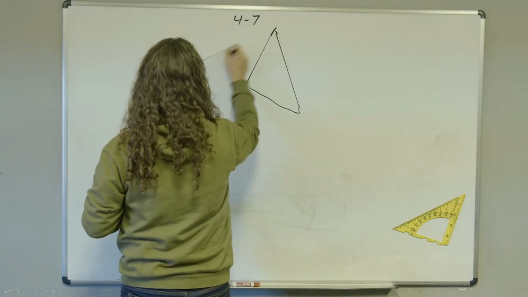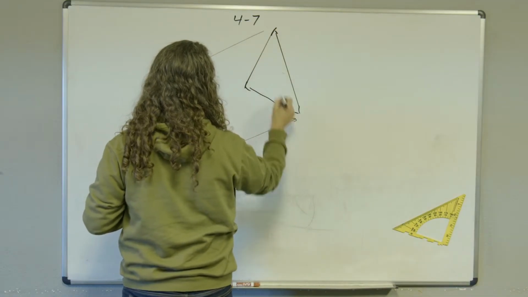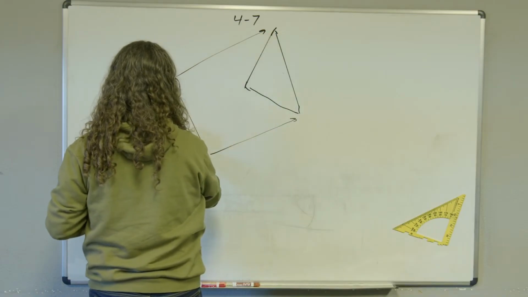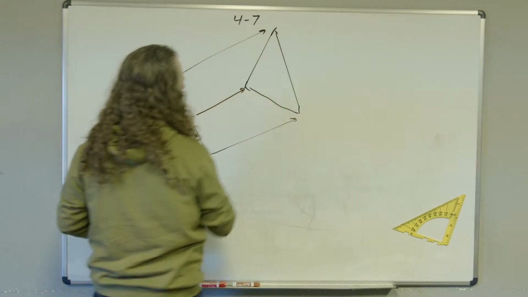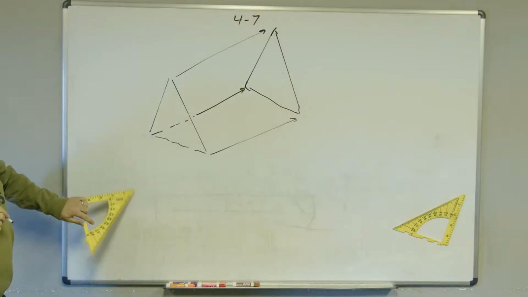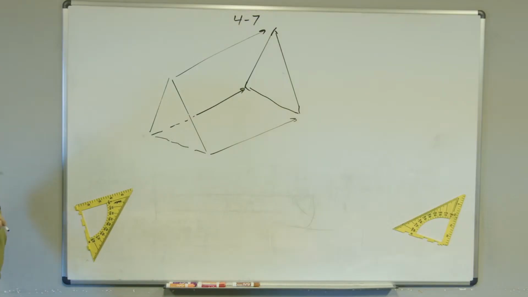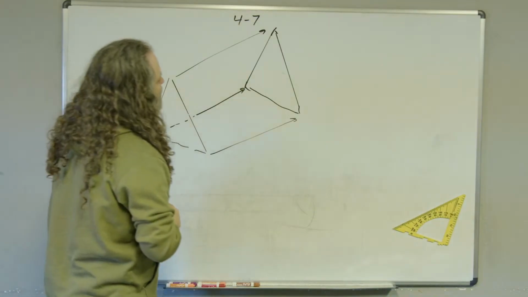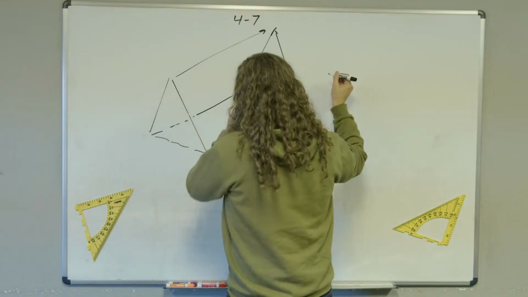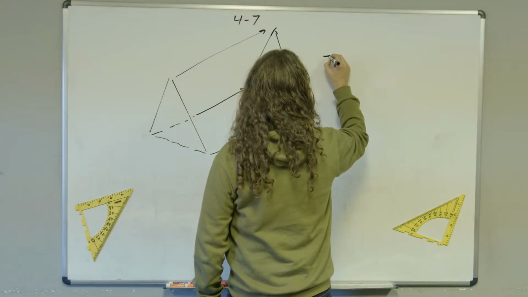If we just move it, we move all the vertices over. That's called a, oh look, I made a prism on accident. Should have done different colors. If we just move it, that is called a translation.